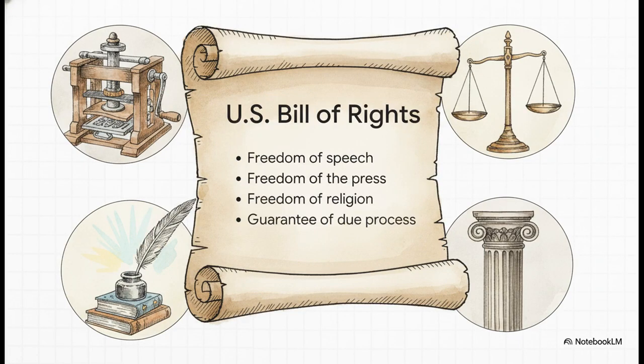And to protect the citizens, the U.S. Bill of Rights added 10 amendments to that Constitution. We're talking about the First Amendment, guaranteeing freedom of speech, the press, and religion, alongside firm guarantees for due process. These were specific, hard-coded, individual protections that no government could legally take away. It set a profound new legal standard for the entire world.